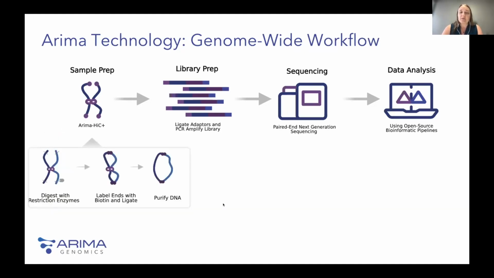From a given sample, ARIMA's chemistry preserves the spatial organization of chromosomes within the nucleus by cross-linking the interacting pieces of DNA together. That DNA is then digested, tagged, and proximal fragments are religated to preserve that spatial information prior to NGS library prep. ARIMA's user-friendly workflows are fully compatible with existing NGS library prep kits to easily prepare samples for Illumina short-read sequencing and provide data outputs that can be analyzed using ARIMA's and other NGS analysis pipelines.